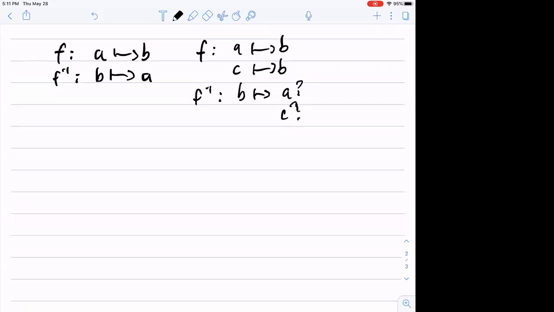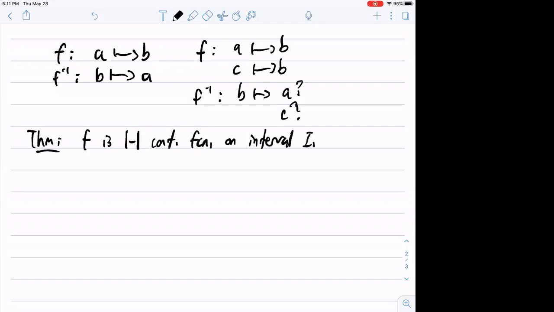And then there's a theorem. Finally, last thing. I wouldn't really worry about the strict part. The important thing is the extreme value theorem and IVT. If f is a one-to-one continuous function on interval I, then f is strictly increasing or strictly decreasing.